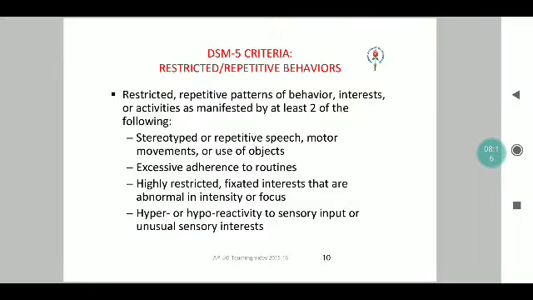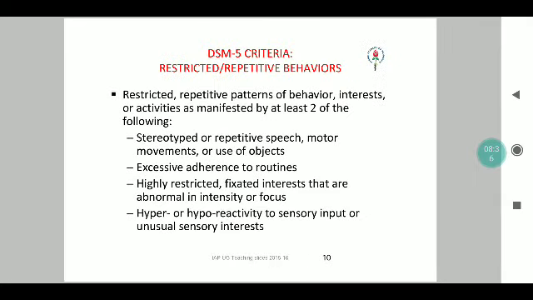So with that good understanding of a repetitive movement based on the use of an object, apart from that, we can also consider excessive adherence to routines, highly restricted or fixated interests, like I mentioned the example of the door of the car, or hyper or hypo reactivity to sensory inputs or unusual sensory interest.